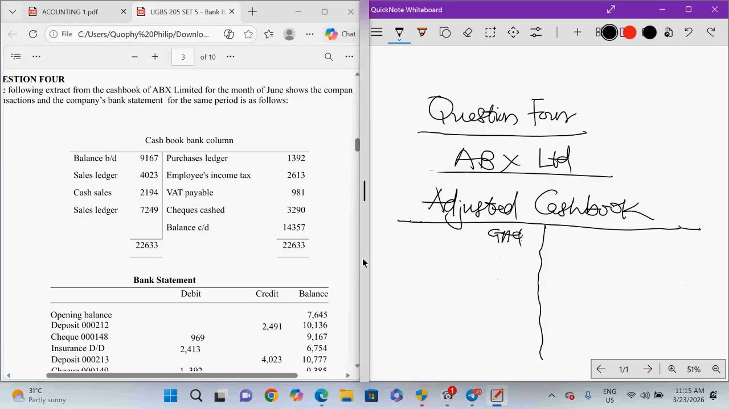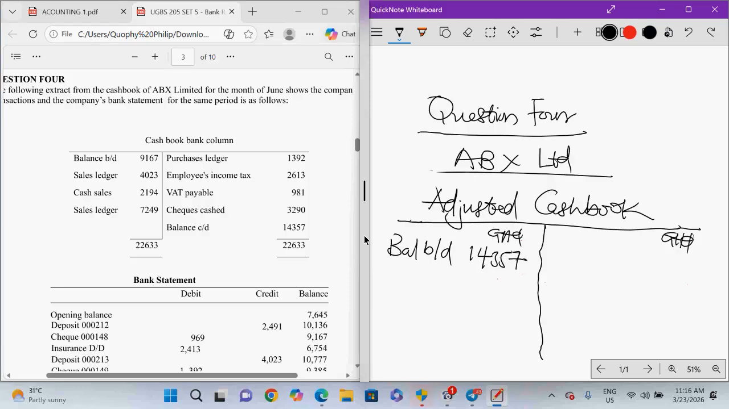So I'm sure the currency is Ghana cedis. So the balance brought down is a normal positive balance. So balance brought down of 14,357. That is our normal positive balance, right?